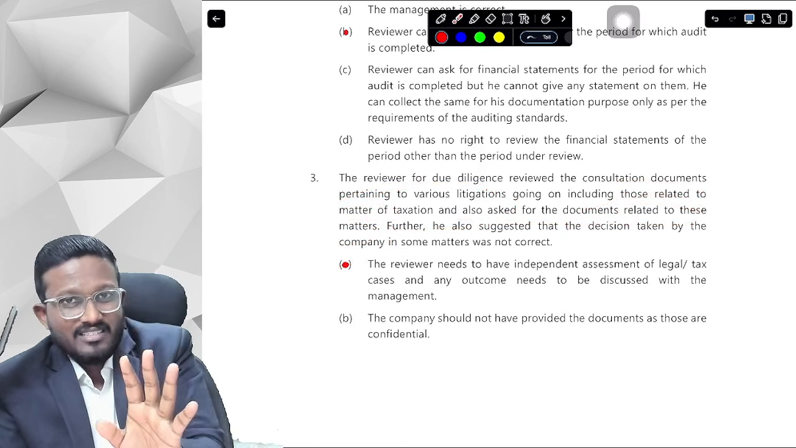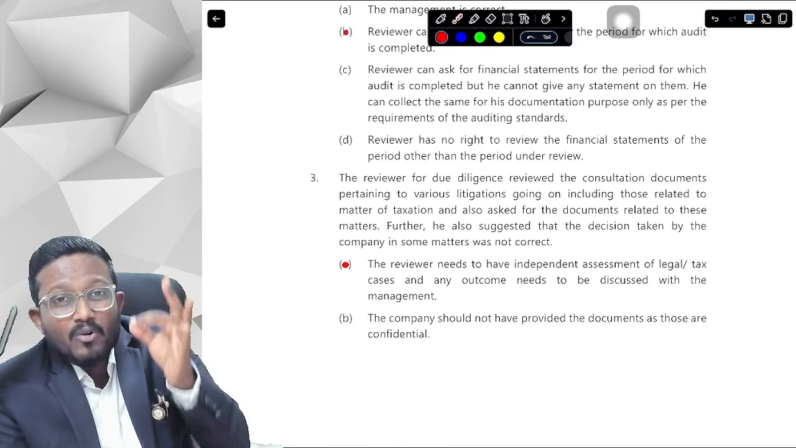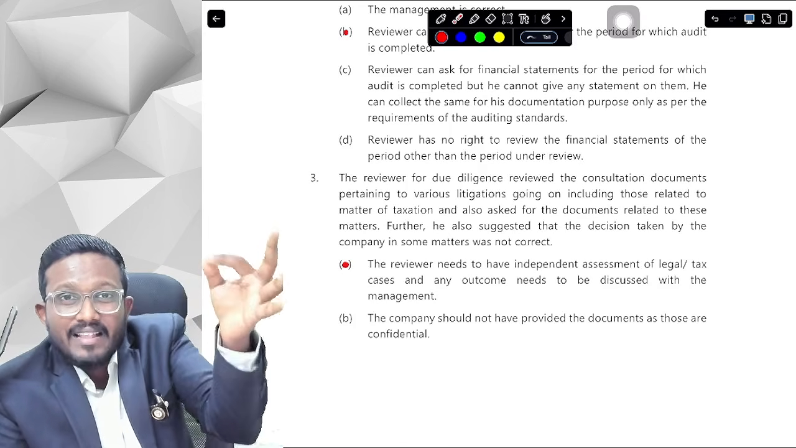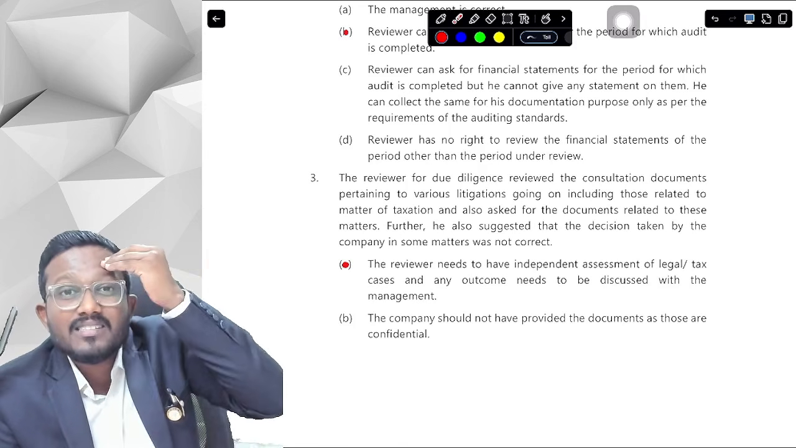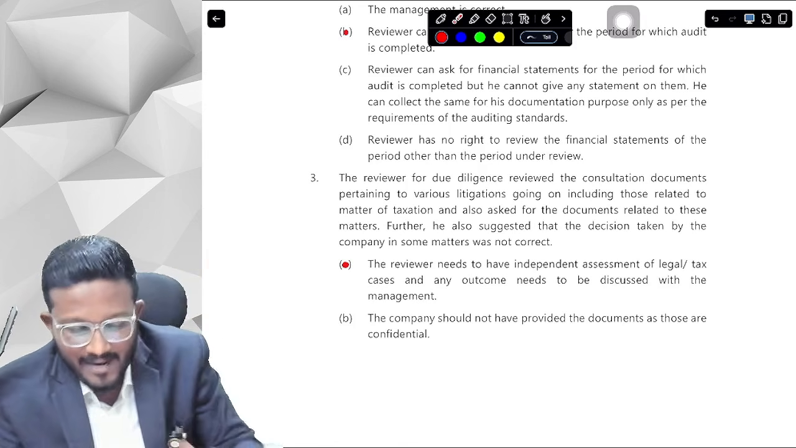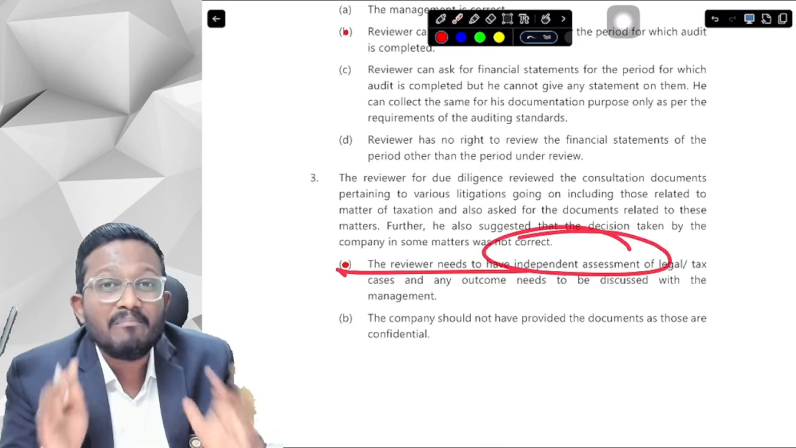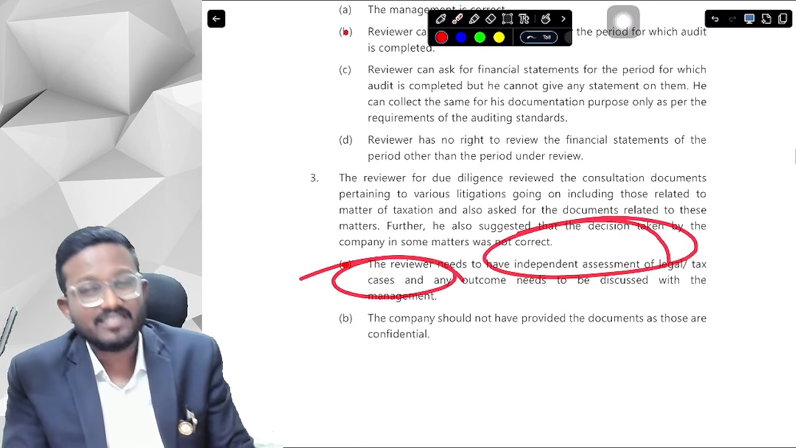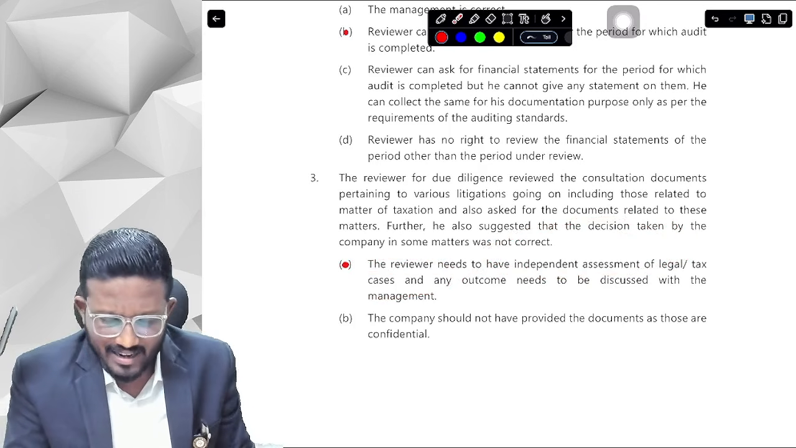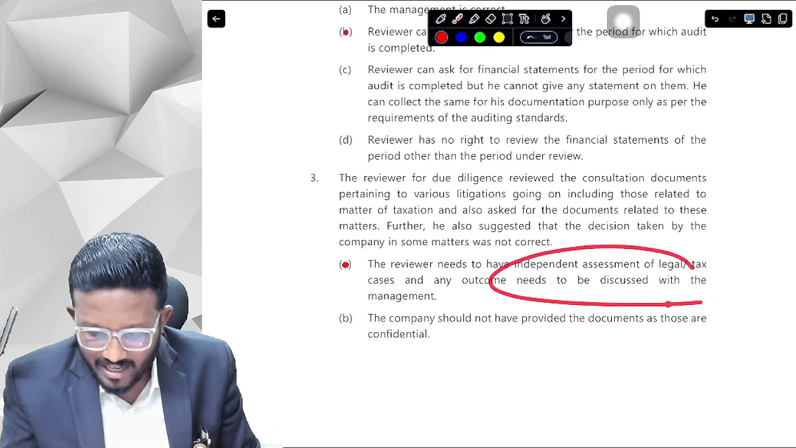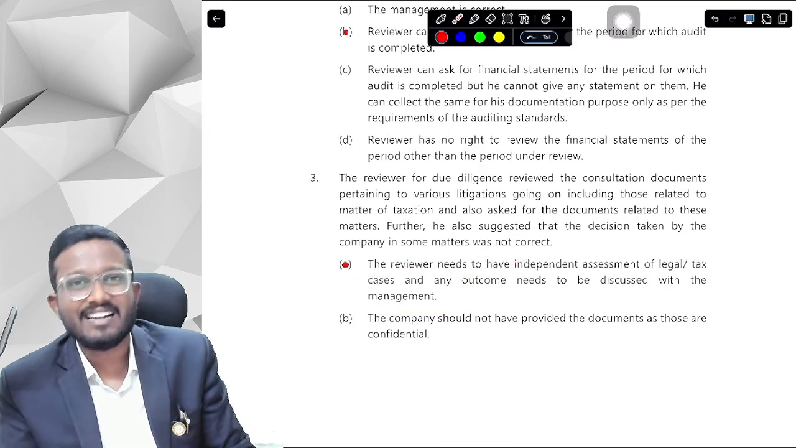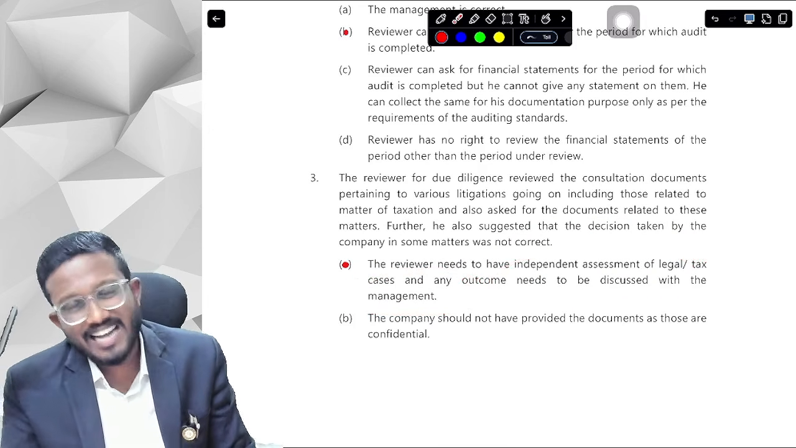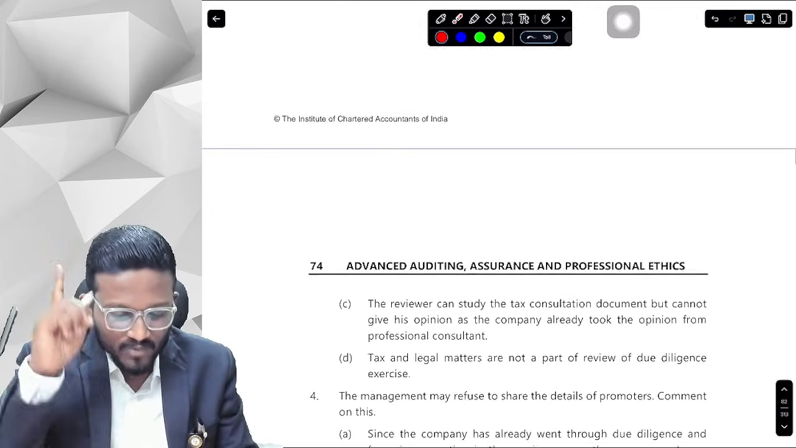Can the due diligence reviewer suggest anything to the management about any decision taken by the company? Yes, the due diligence reviewer is for this particular thing only. A reviewer needs to do an independent assessment of legal and tax cases, and any outcome that comes from this assessment needs to be discussed with the management. So if he thinks that the decision taken by the management is wrong, he can tell the management that your decision is wrong.